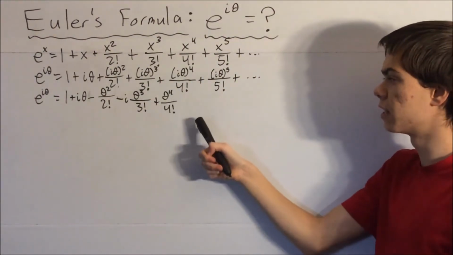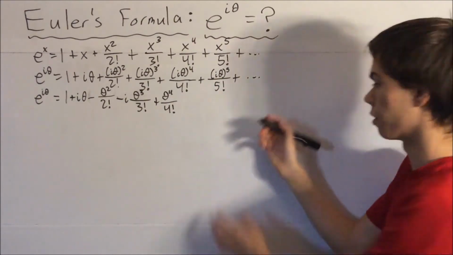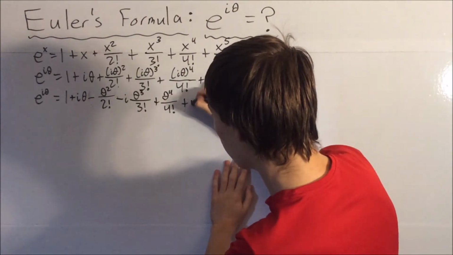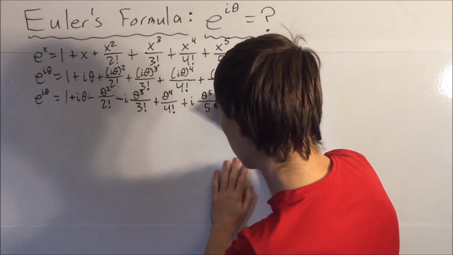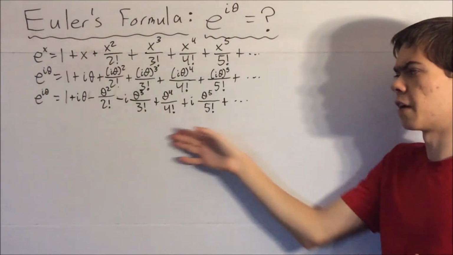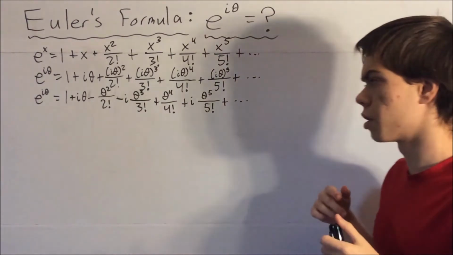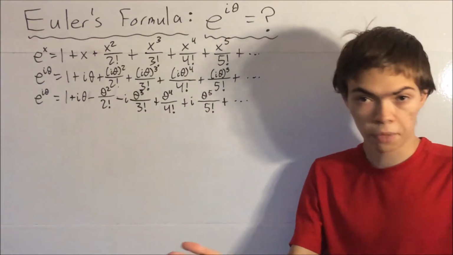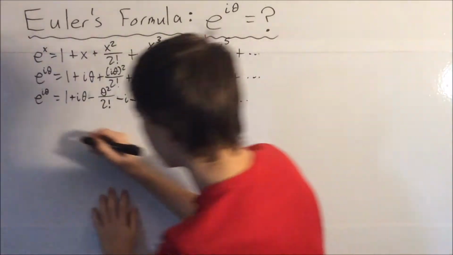Okay, so we have that. Now we have i to the 5th, which is really just i. So we're going to say that this is just plus i times theta to the 5th over 5 factorial. And it keeps going on and on like that forever. So now what we are going to do is group together the real components and the imaginary components. So what will this look like?